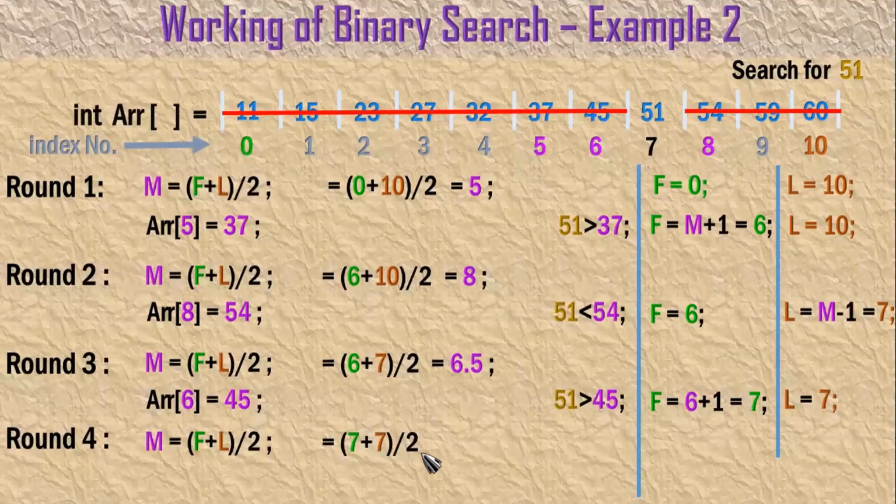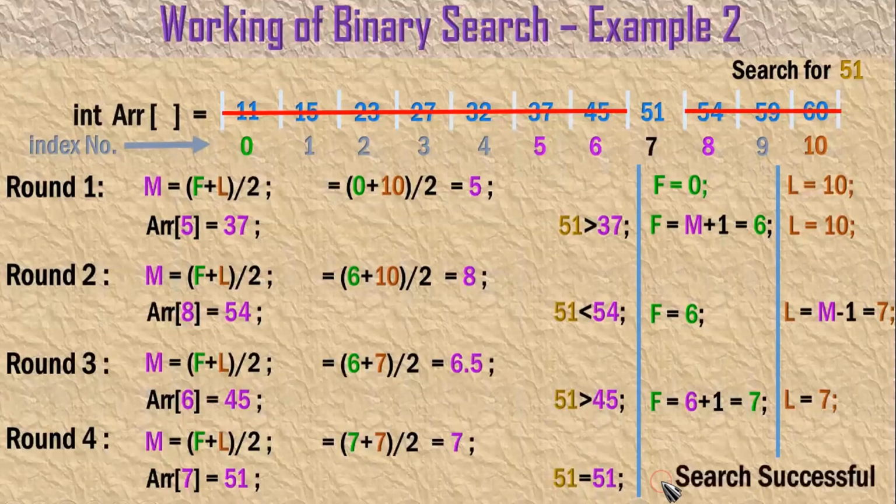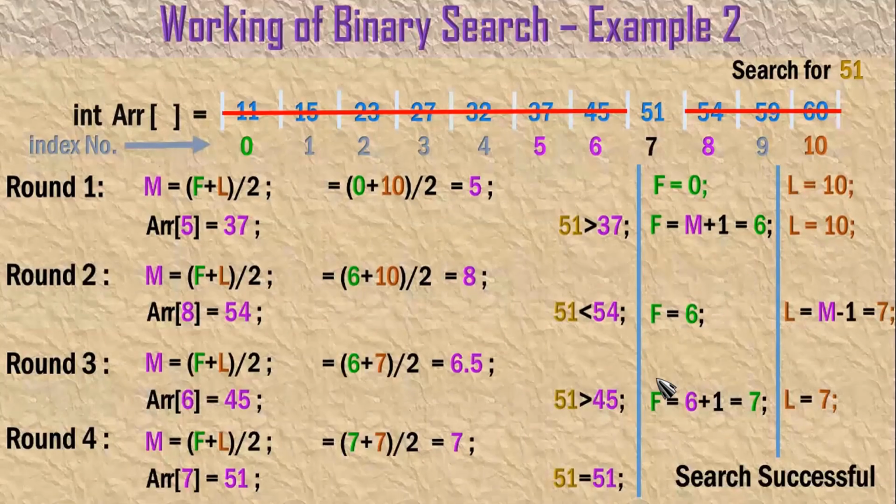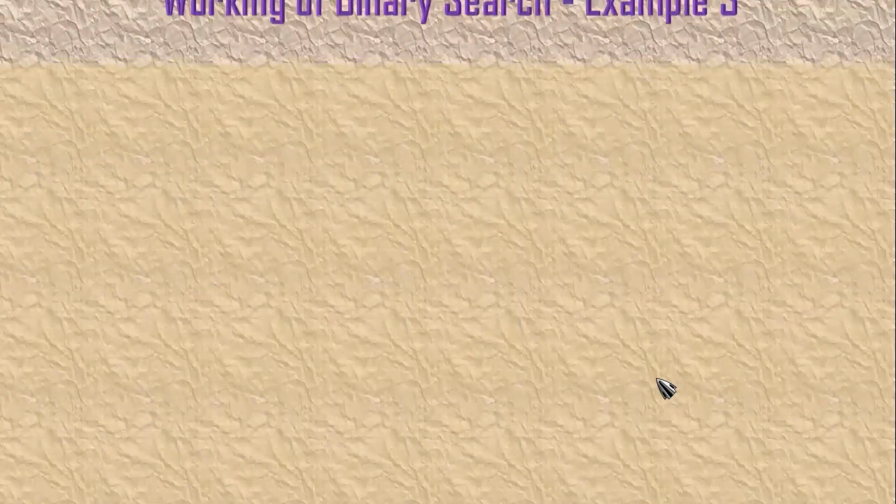7 plus 7 divided by 2 will be 7 itself. So we get 51 here. 51 which is we are looking for. It becomes successful. If some other element is at that place, then it becomes unsuccessful, as first index and last index both are same. Let us go to one more example.